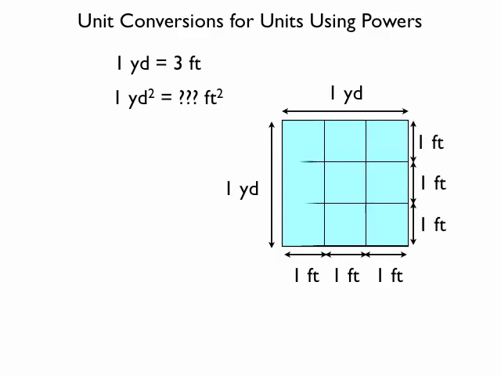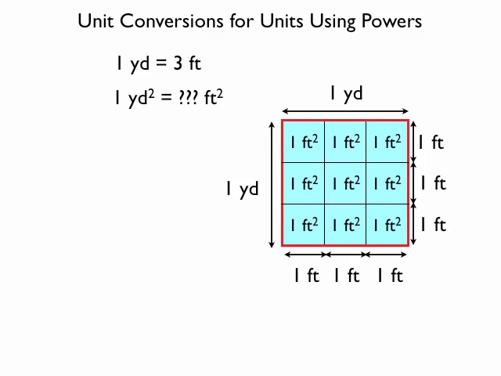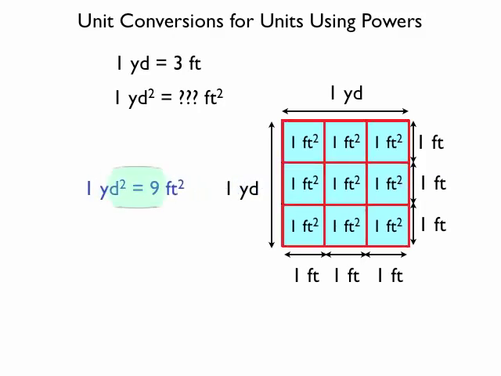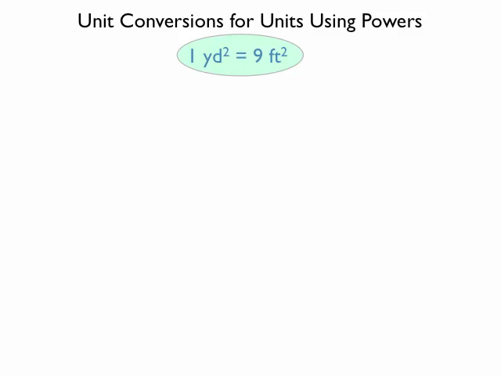We can now connect the lines that are a foot apart, and we see that each of the small squares that we've made is 1 foot on a side, which means that each has an area of 1 square foot. There are 9 of these small squares of 1 square foot, so we conclude that 1 square yard is equal to 9 square feet. Let's see how we can get this same answer without going to the trouble of drawing a picture. We start with the fact that 1 yard is equal to 3 feet.